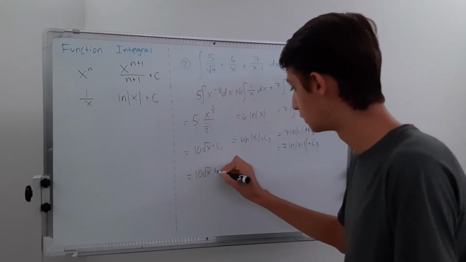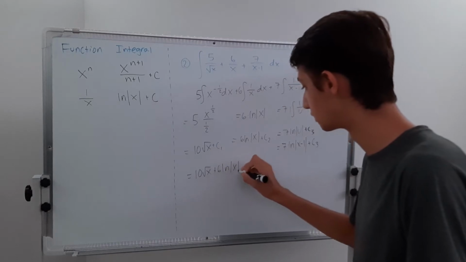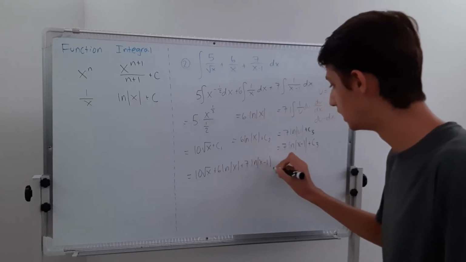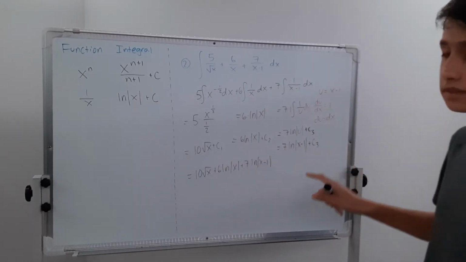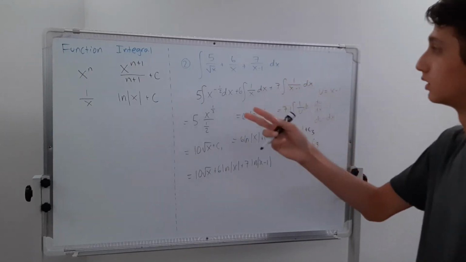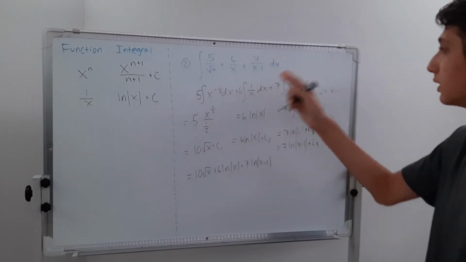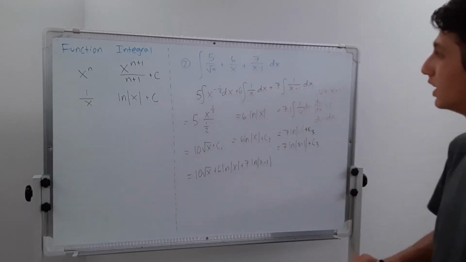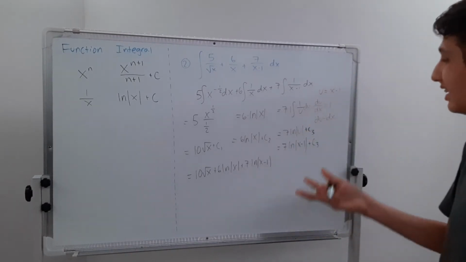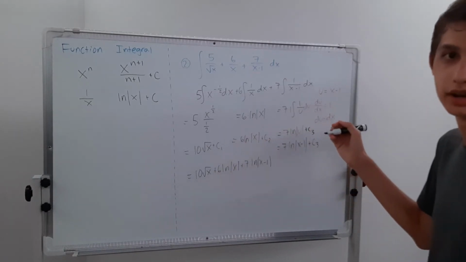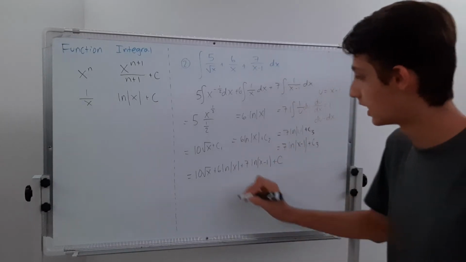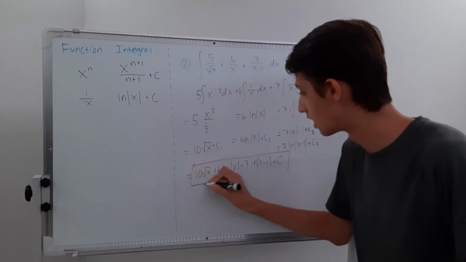We have 10 root x plus 6 natural log of absolute value of x plus 7 times natural log of absolute value of x minus 1. Okay, now we have 3 different constants here. It doesn't matter, because we should end up with one constant at the end, because we could have just done this without splitting it up. It's just easier to split it up, and you would have ended up with one constant anyway. So you're adding 3 different numbers, you're going to get another number. So we can just say this is plus our final c, and that is our answer.